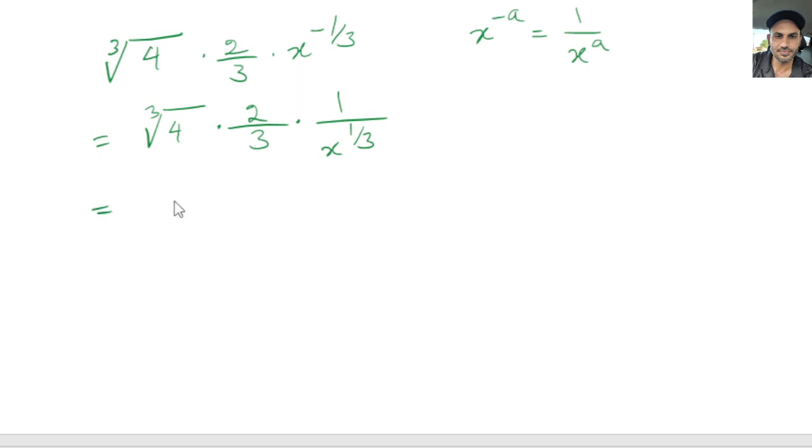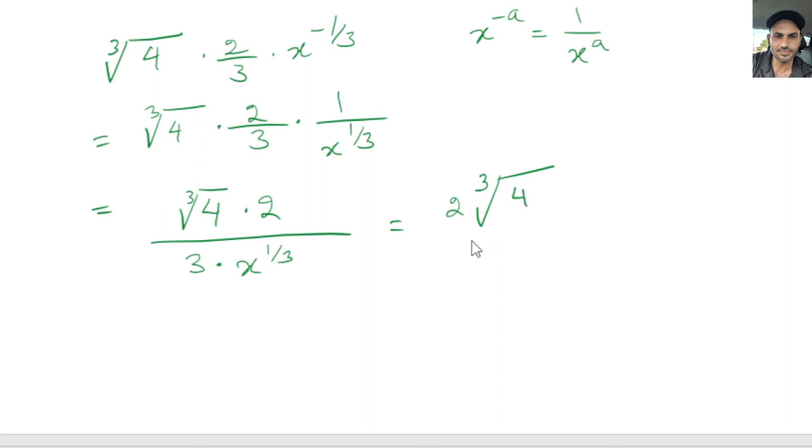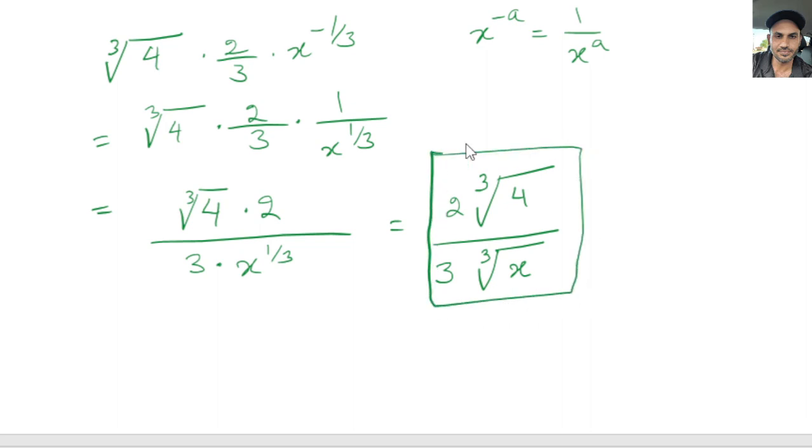Okay, and then we can just multiply and make just one whole expression. So we have cube root of 4 times 2 in the numerator, and in the denominator 3 times x to the 1/3. So 2 you can bring to the front, and this is 2 times cube root of 4 divided by 3, and x to the 1/3 you can also write as cube root of x. So this would be your final form of this answer.